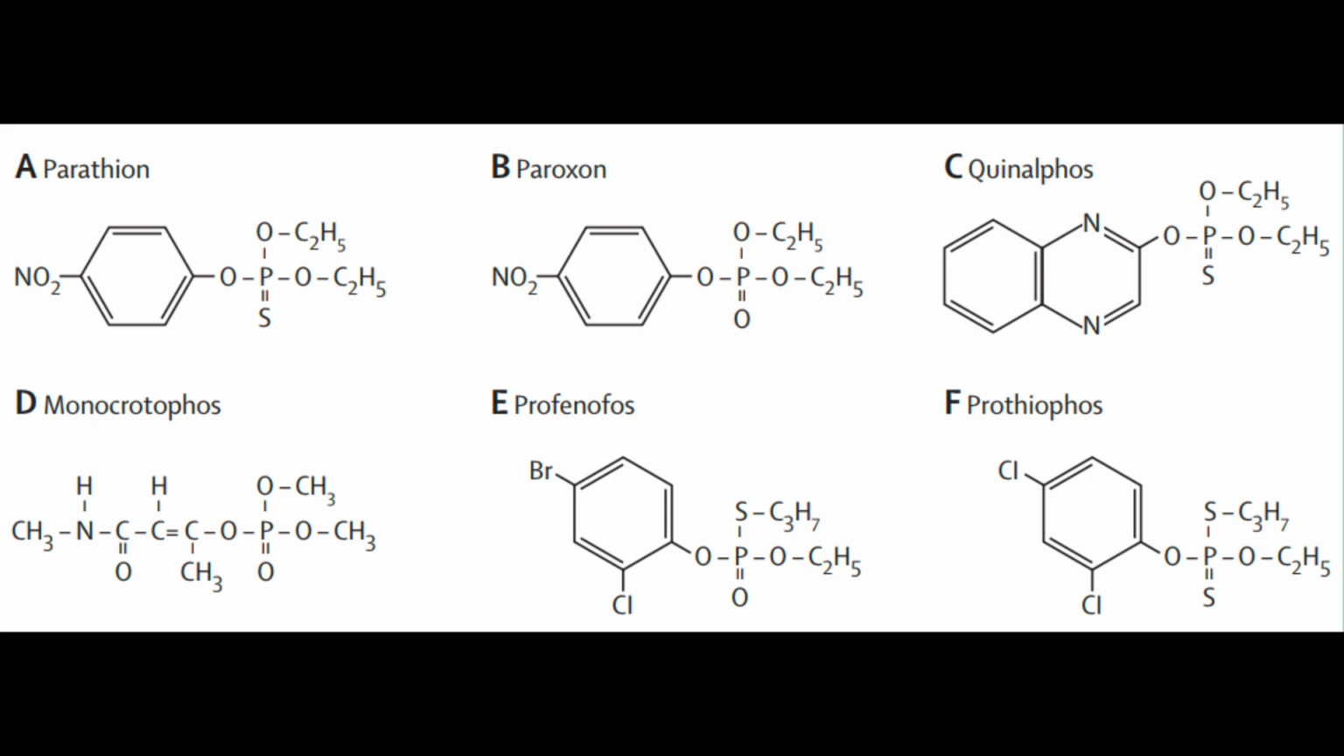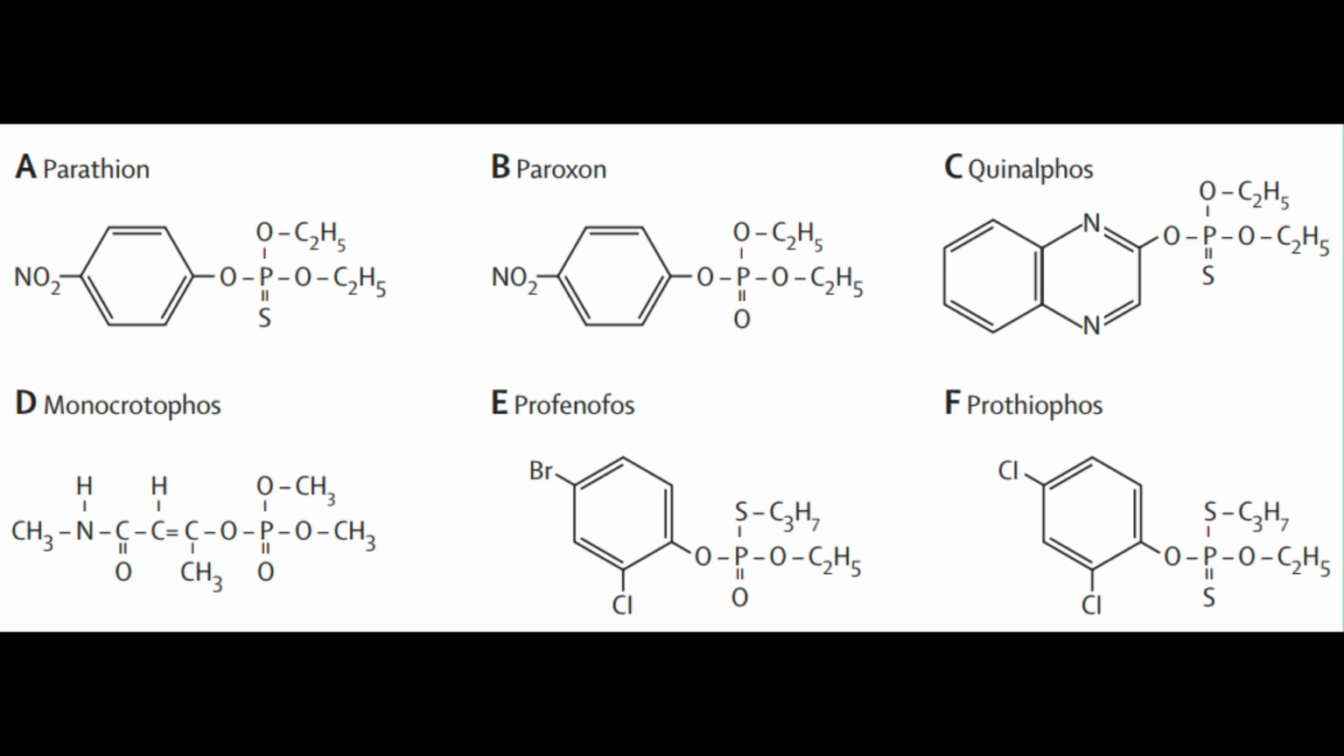C, quinalphos. Quinalphos is another diethyl thioate organophosphate with a sulfur atom attached to the phosphate group. It also requires conversion into its active oxon form. Next, we have the dimethyl organophosphates. D, monocrotophos. Monocrotophos is an oxon organophosphate. It has dimethyl groups attached to the phosphate and can directly inhibit acetylcholinesterase without needing activation.